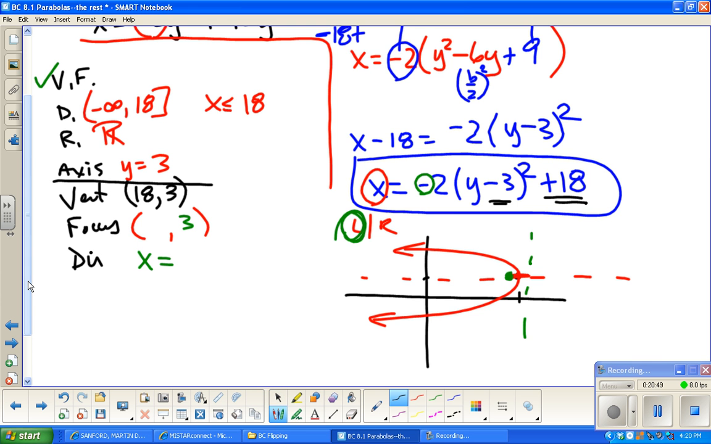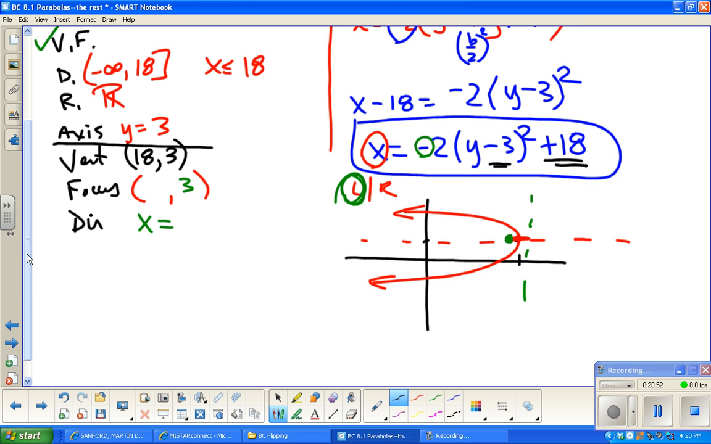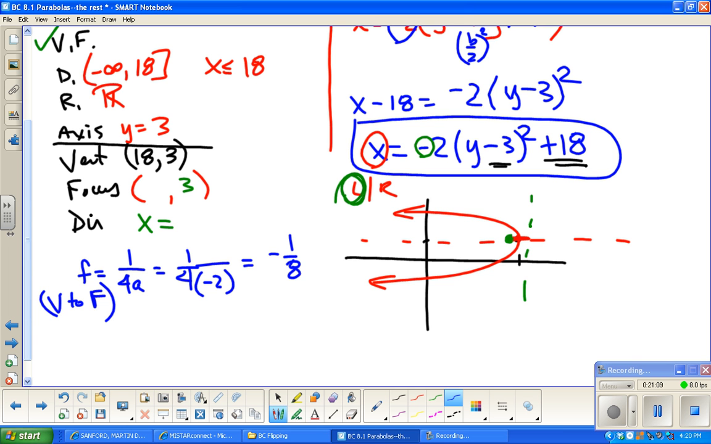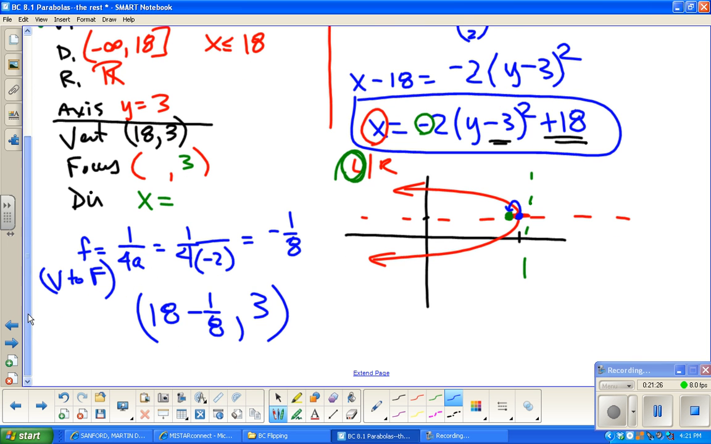Okay, so just a quick reminder. The distance from the vertex to the focus, little f, is 1 over 4a. So 1 over 4 times negative 2, so that is negative 1/8. Okay, and yes, fractions happen. It's going to happen here. Okay, so that means if I start out at this vertex, which is (18, 3), and I move to the left, I'm going to be doing 18 minus 1/8, and then the y value will be 3. Okay, so 18 minus 1/8 is 17 and 7/8.